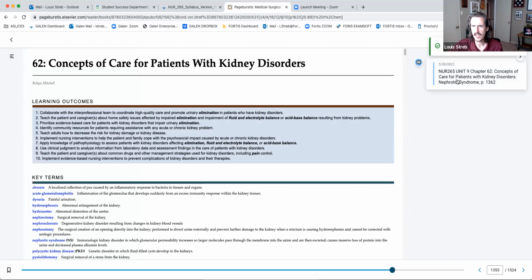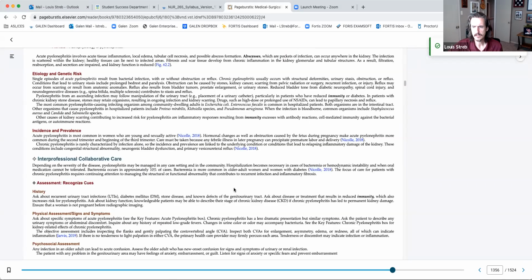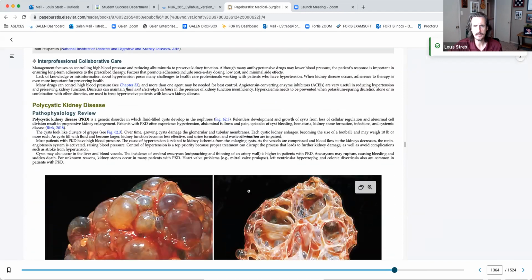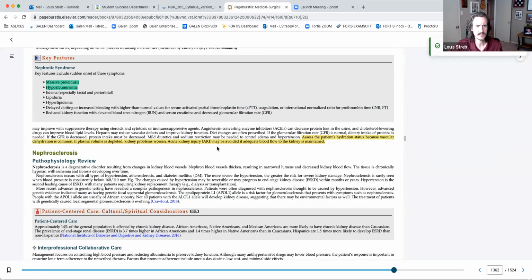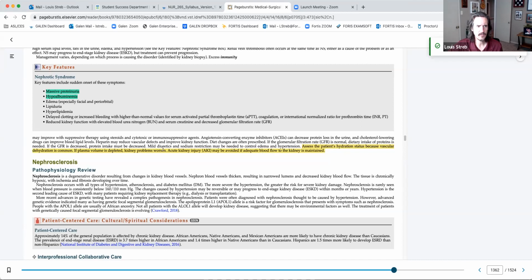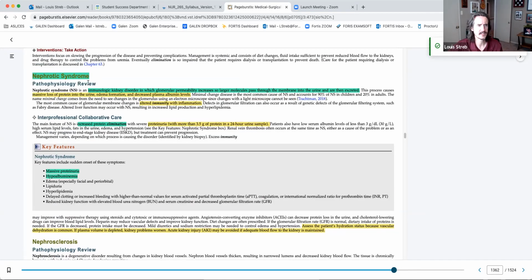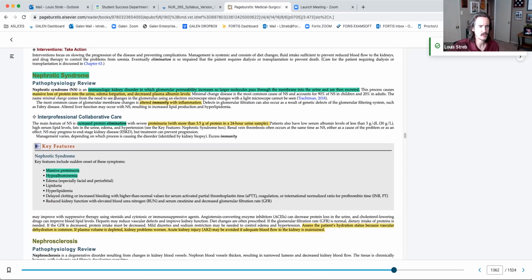So here we are back at chapter 62, and we're talking about concepts of patients with kidney disorders, nephrotic syndrome, page 1362. So we're just going to go on down here to 1362. You already know that's where I'm starting, right? That's what I do. If we think about this, just want you to understand what nephrotic syndrome is. So what is nephrotic syndrome?